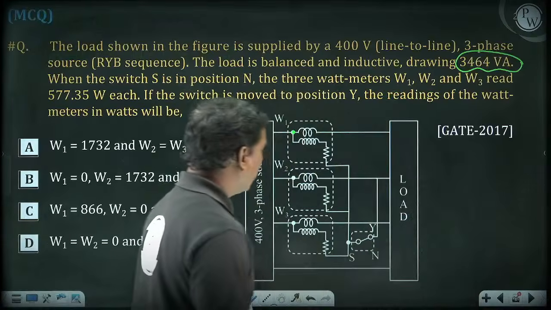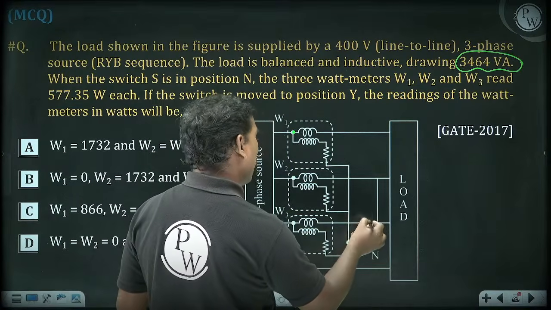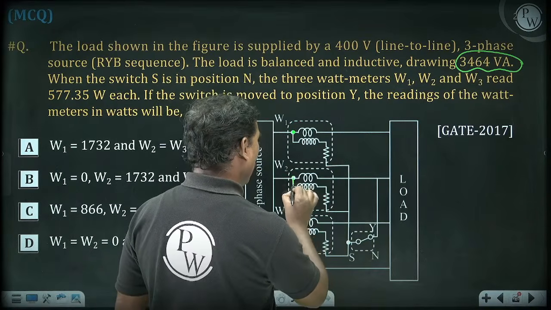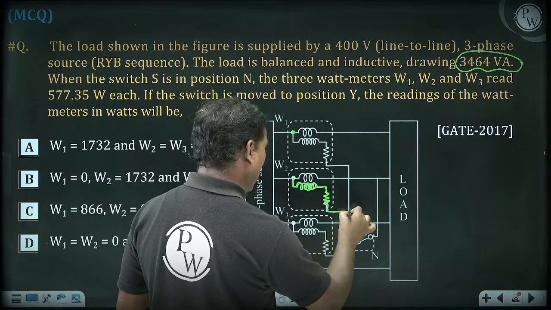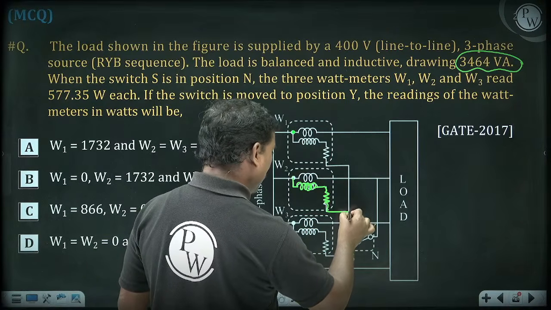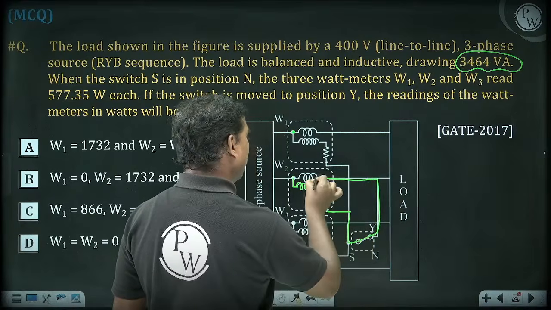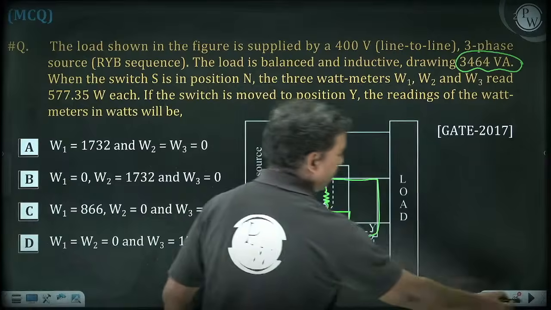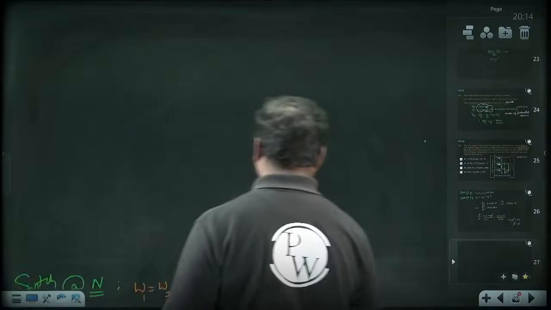Now if you see the second wattmeter, wattmeter 2's connection is now not going to the neutral, it is coming to this line. That means it is shorted. So wattmeter 2 is equal to 0. From the picture we can understand that one of the wattmeter readings, W2, is equal to 0.